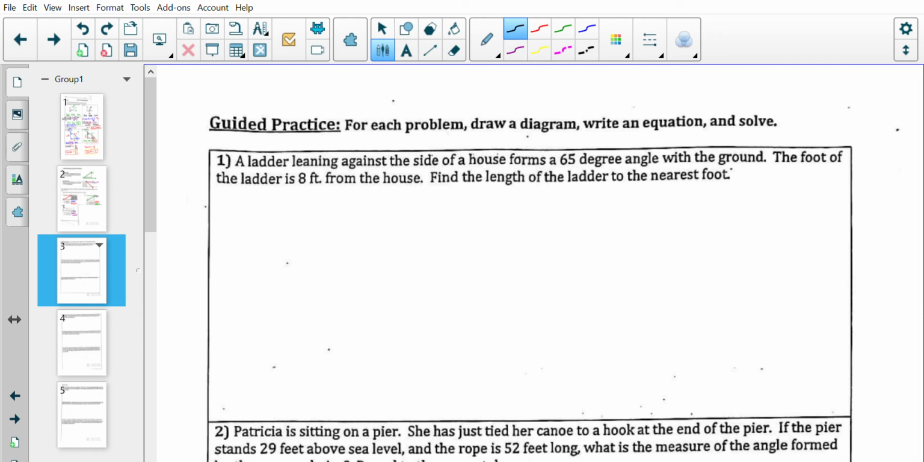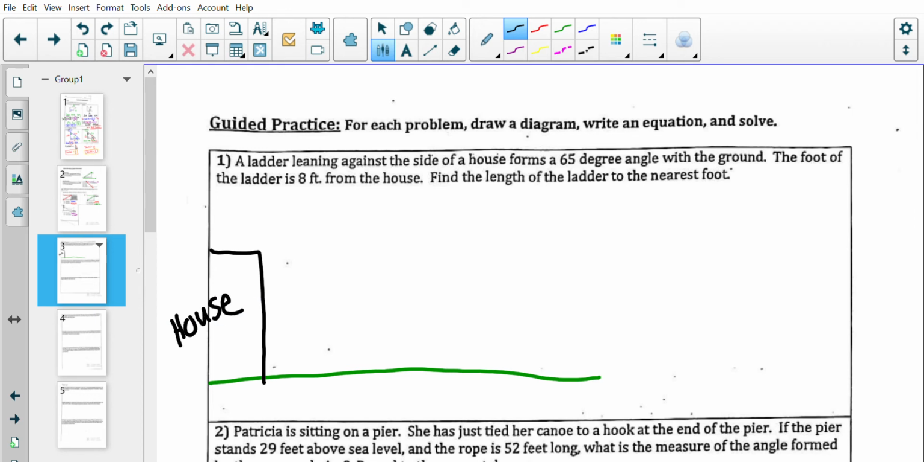The ladder is leaning against the side of the house. So obviously I'm going to draw my ground. Here is my house. And I have a ladder leaning against the side of the house. So I'm going to take my ladder, and when we lean a ladder, we don't lean it absolutely perfectly vertical. We always put it on a slant. So there's my house, here is my ladder.